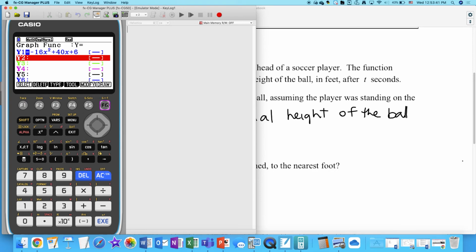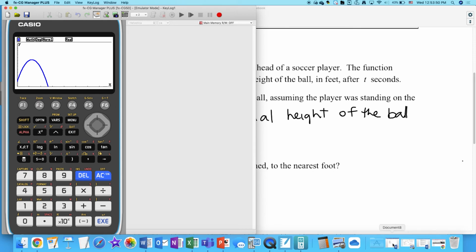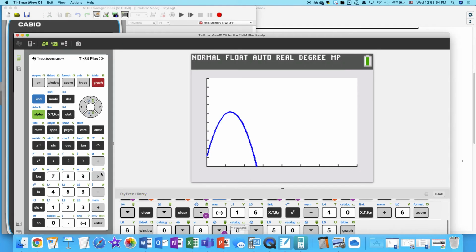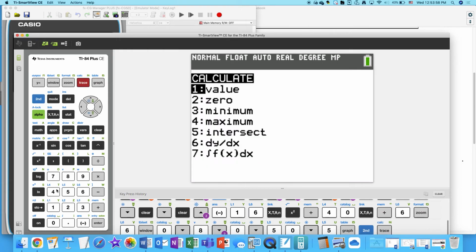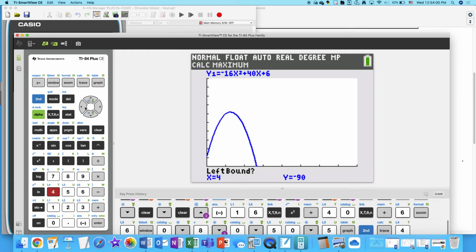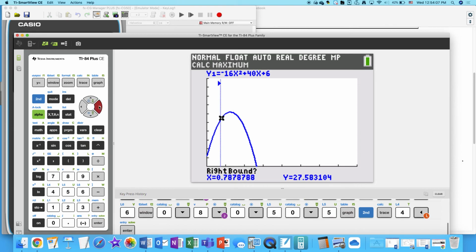Okay, so let's now go back to the TI. We want to find the maximum height. We've done that a few times. So second trace, number 4 for max. And we're going to go to the left. There we go. And to the right. There we go. And it looks like the maximum height, that point is 1.25, 31.